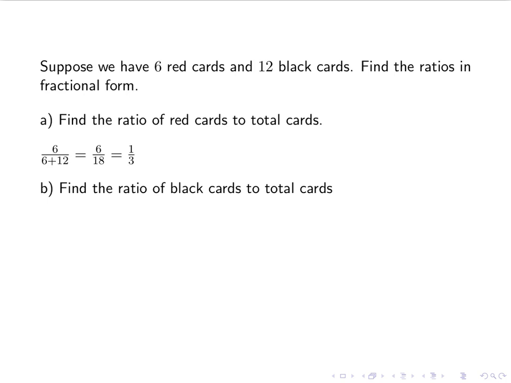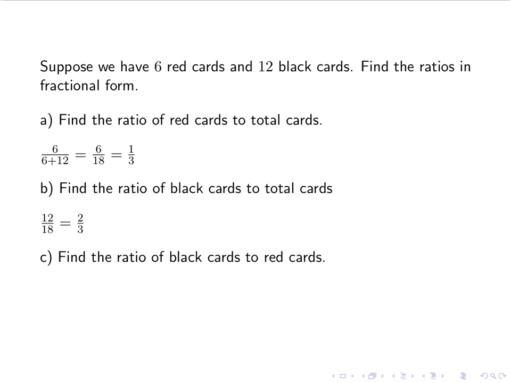Find the ratio of black cards to total cards. So there are 12 black cards, there are 18 total cards. So that gives us 2 to 3. So for every 3 cards we have, 2 of them are black. And hopefully those 2 make sense. Cards are either red or black in this case. So the 2 ratios, when I add them together, should give me 1.